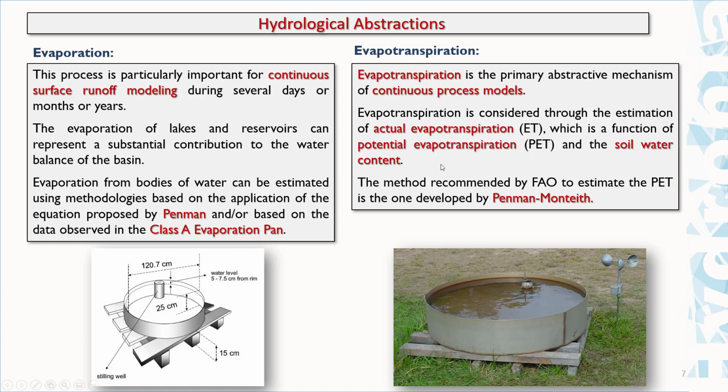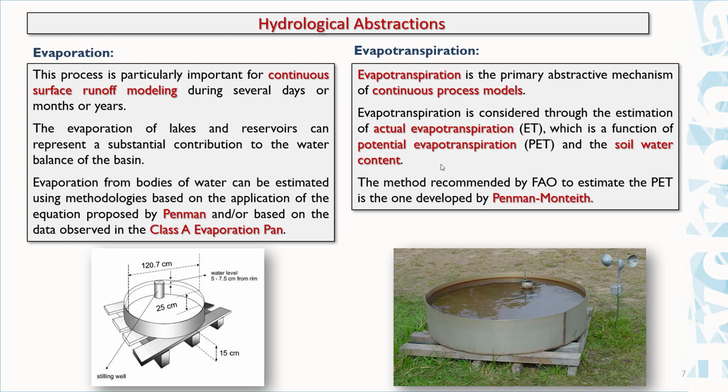But when we're analyzing evapotranspiration, we are interested in actual evapotranspiration. That actual evapotranspiration is going to be a function of the potential evapotranspiration, that will be a function of the type of climate that we have in the basin, and the soil water content. And then we can apply this methodology. But this methodology is very important when we are analyzing continuous modeling processes. We are modeling continuous processes like water balance in a basin, using a period of days or several months or several years.